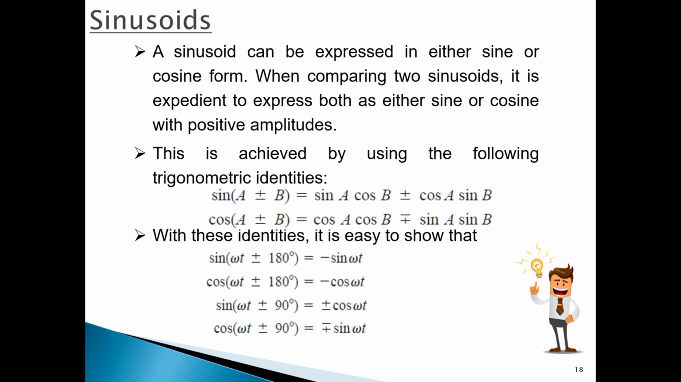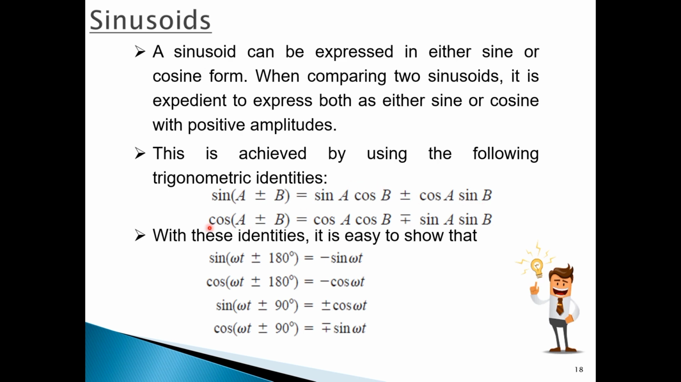So a sinusoid can be expressed in either sine or cosine form. When comparing two sinusoids, it is expedient to express both as either sine or cosine with positive amplitude. This is achieved by using the following trigonometric identities. Sine of A plus or minus B is equal to sine A cosine B, plus or minus cosine A sine B. So this is sine cos cosine sine.